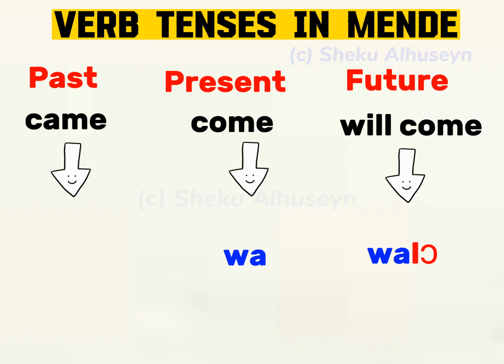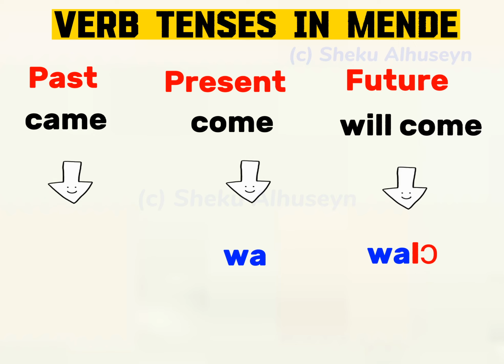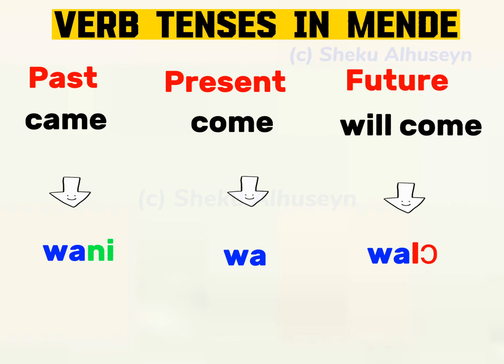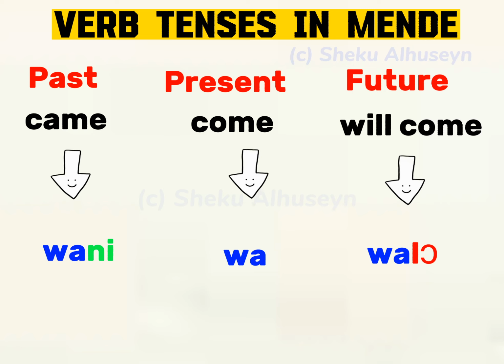We'll talk about it when it is in the negative form. But before that, let us have the past form of the verb. For the past, we have wa plus the suffix ni at the end of it. So we have wani. The ni is what indicates that the verb is in the past form. And simply, this is how the past tense of the verb is formed in Mende language.